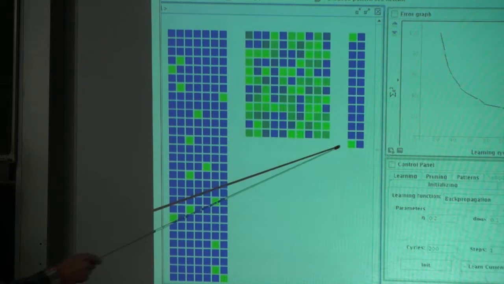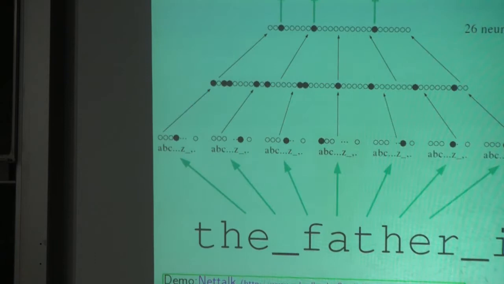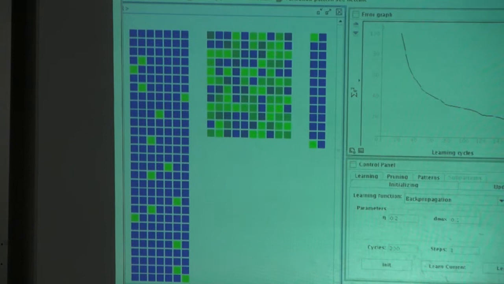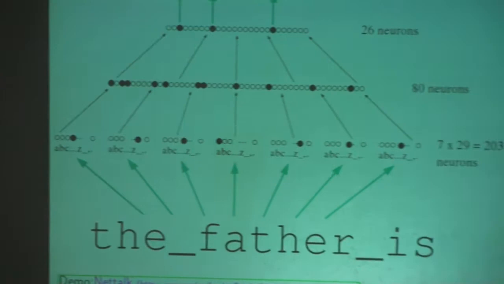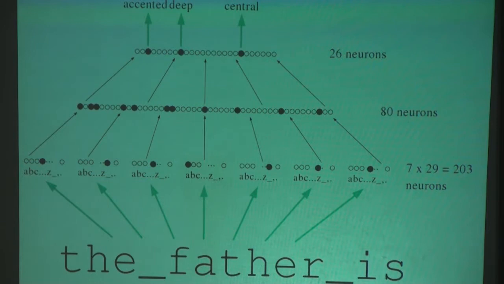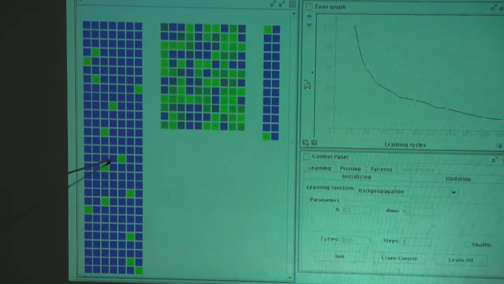In NetTalk, we have 26 output neurons, 80 hidden neurons, and how many input units? 203. Yes, these are the input units, and you see that not many of them are active. The green ones are the active ones. Actually, every 29th neuron should be active, so only 7 of them. But this is more than 7: 2, 3, 4, 5, 6, 14 are active. I have no idea why there are 14.